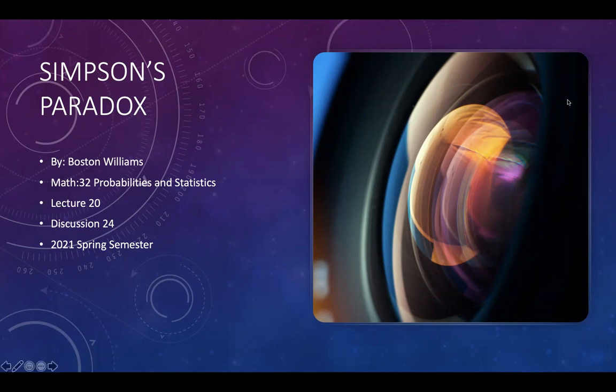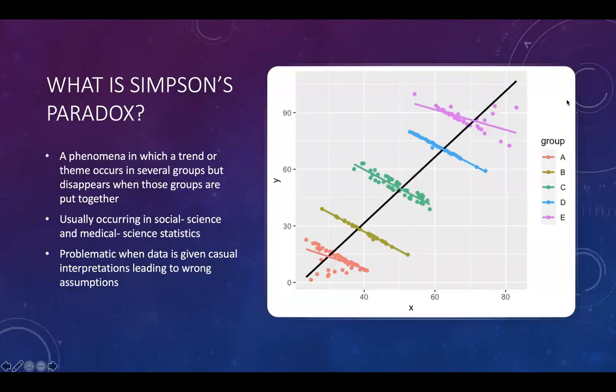So here we go. What is Simpson's paradox in a nutshell? Basically, it's a phenomenon in which trends or themes occur in several groups but disappear when you put all those groups together. You can see this to the right. The different colors mean the different data sets that were given to you, and you see that the trend is usually a line going from the top left to the bottom right. However, when you put those data sets together in one graph, you realize that the overall trend is a line in the complete opposite way, from the bottom left to the top right.